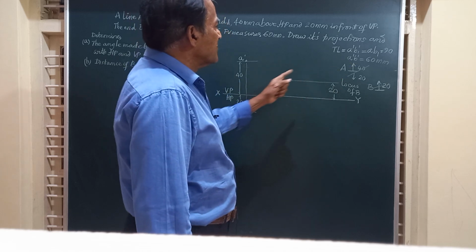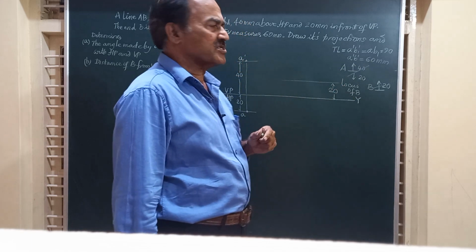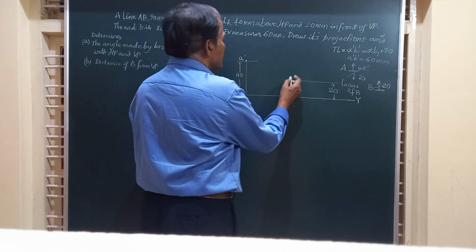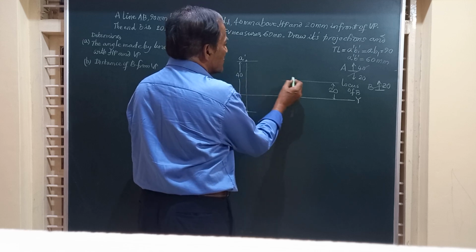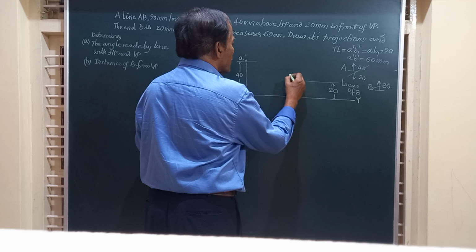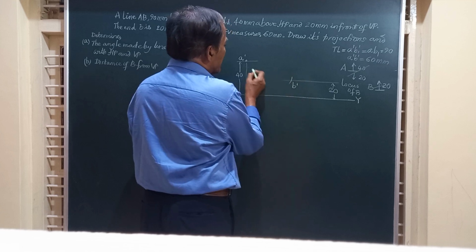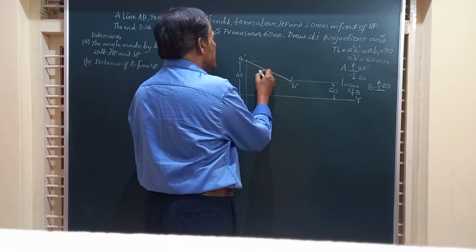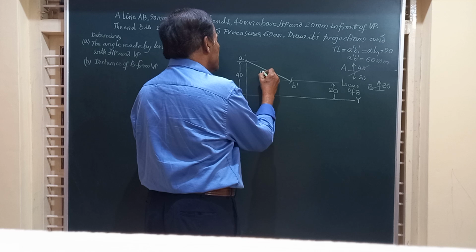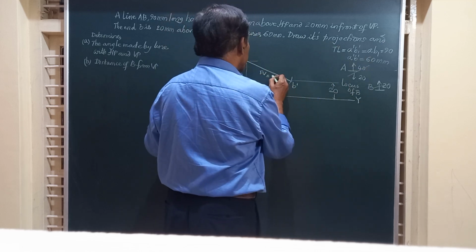Friends, they have given us the front view A dash B dash is equal to 60. We have A dash. Take 60 millimeter as radius and draw an arc to cut this locus at this point B dash. I will call it somewhere here. This is point B dash. If you join A dash and B dash, friends, you will get the front view of the line whose length is given to be 60 millimeter.